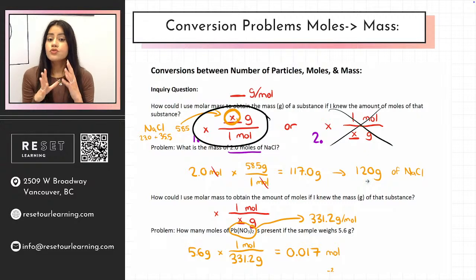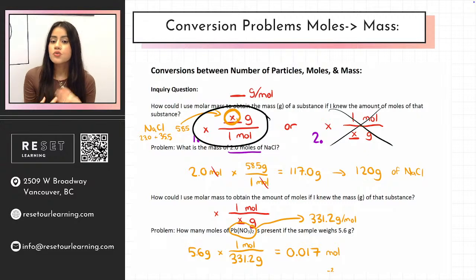Again, if you don't know how to calculate molar mass and you need more help, please feel free to email. I can look deeper into that. So how can I use molar mass to obtain the amount of moles if I knew the mass? Again, now I know the mass. I'm trying to find my moles. Moles will go on the top because that's my desired. Grams will go on the bottom, so you'll flip that fraction. So you know how we have 58.5 over 1 here? In that case, if I were to find my moles, it would become 1 over 58.5.